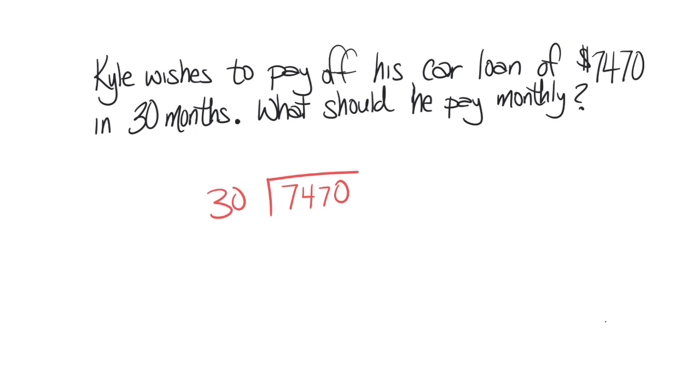All right, so I would take 30, goes into 74 twice. 2 times 0 is 0. 2 times 3 is 6. And I'm going to subtract. And then I have a 4 and a 1. So I got 14. I bring down my next number. So now I bring down the 7. So now I'm going to start all over.